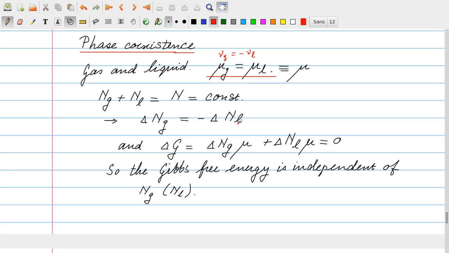And so we immediately see, in that case, if they have the same chemical potential, that the change in G is always 0. So it doesn't matter how many gas and how many liquid particles I have, the Gibbs free energy is always independent of the relative numbers. And that is why in coexistence there's never really a drive to go from one phase to the other. Any mixture of these phases is stable.